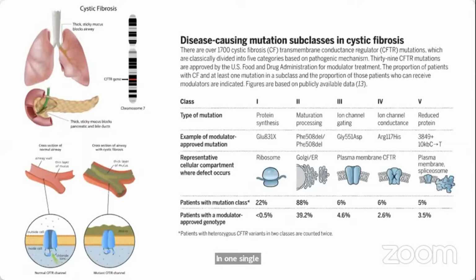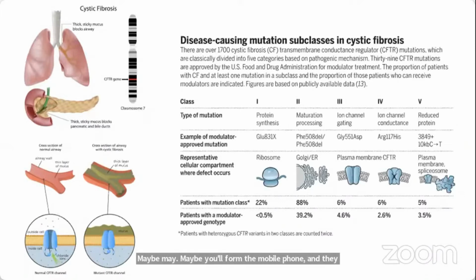So this mutation can result in either no CFTR protein being produced, or some of the proteins that are produced may be malformed, and they cannot perform their key functionality in the cell.